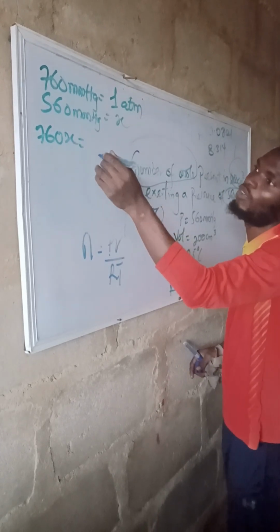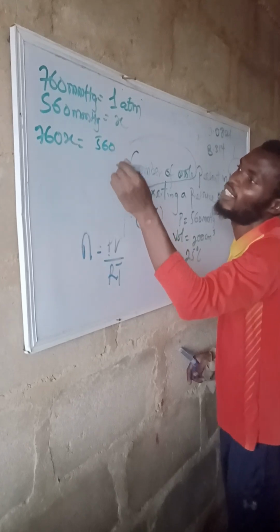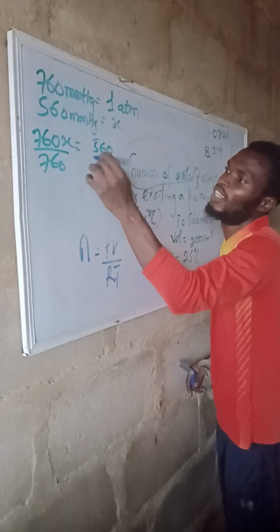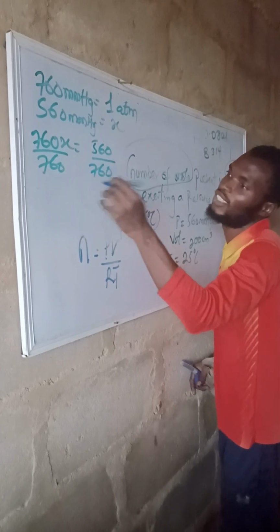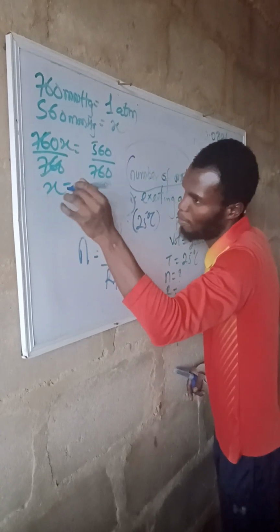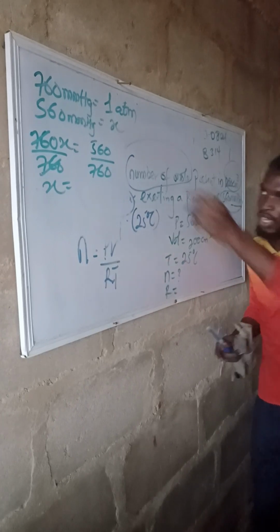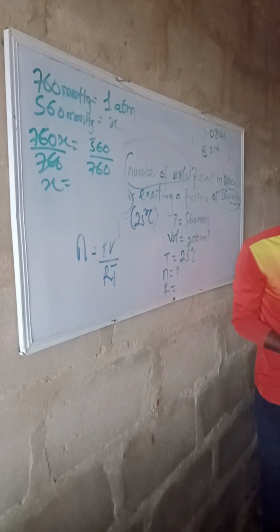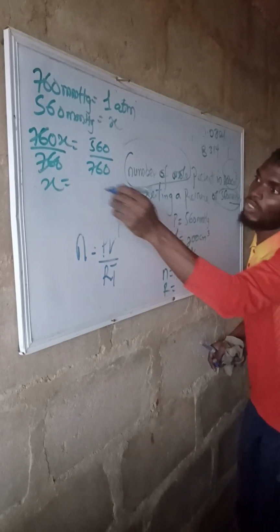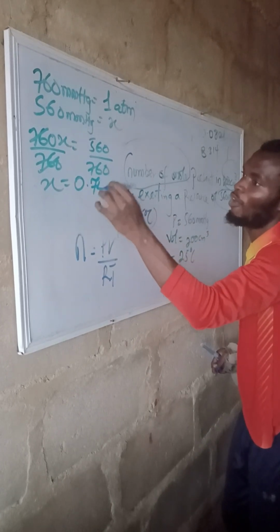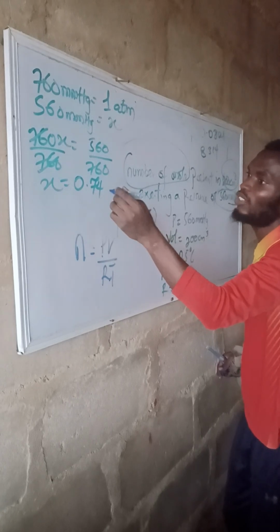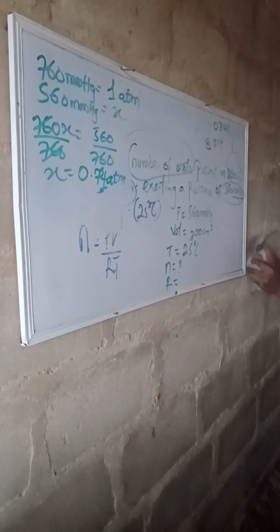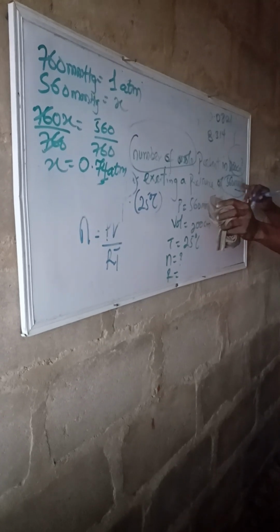This times this will give us 560. Now divide through by 760 to get S. Divide this by 760. This settles this. Someone should help us with the pressing of the calculator. 560 divided by 760 is 0.74. What am I going to put as the SI unit? ATM. Now what follows? We have converted this to ATM.